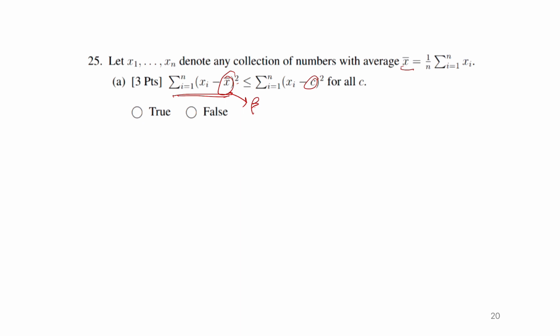How many people say true? Okay, cool. So it is true. How many people would like a derivation for why that's true? Okay, cool. An easy way to see that is to take the derivative of the right hand side with respect to c. I'm going to take the derivative with respect to c of this function, and we're going to try to show that c is equal to the mean. By derivative rules, we can move the derivative inside.